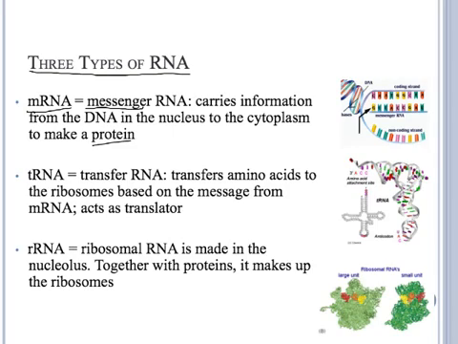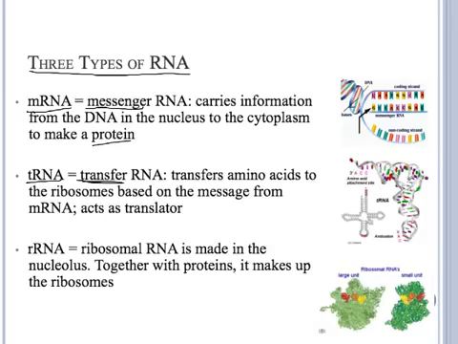A second type of RNA is tRNA, where the T stands for transfer. And this is kind of like a little vehicle almost. tRNA carries amino acids to the ribosome. So remember, the amino acids are going to be assembled together at the ribosome to build our protein. So the tRNA is kind of like the little trucks that go and find the appropriate amino acid and bring them to the ribosome.